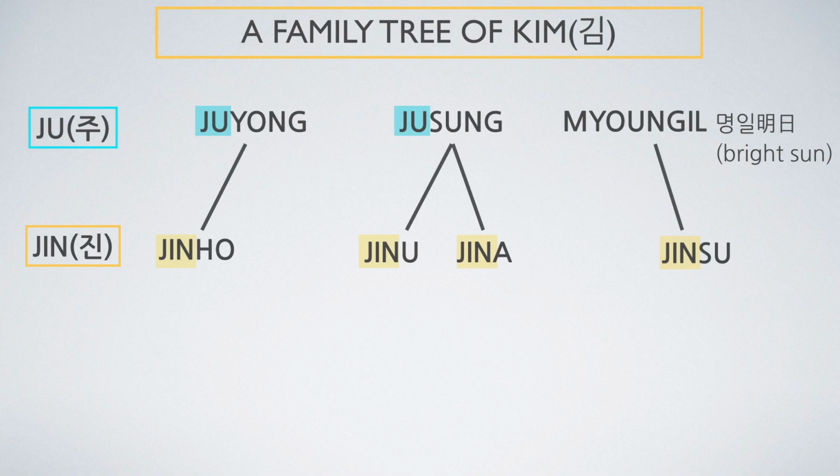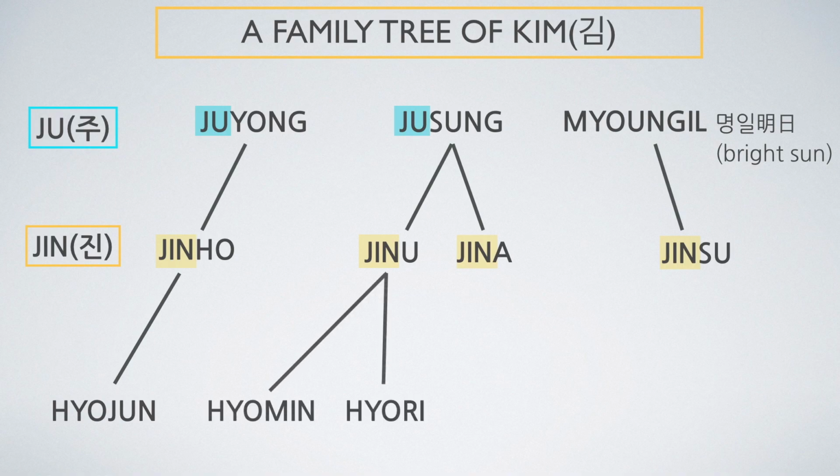Then this time, let's go to the younger generation. Jinho's children are Hyojun, Hyomin and Hyori. Yes, Hyo is repeating in this case. So the letter of their generation is Hyo. And Jina has a girl whose name is Sohee.